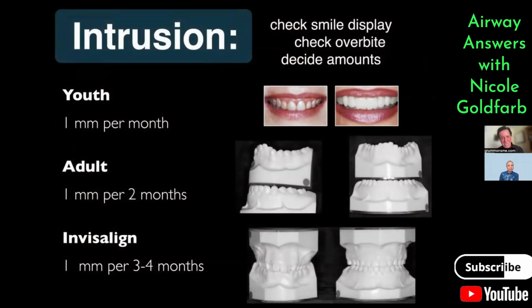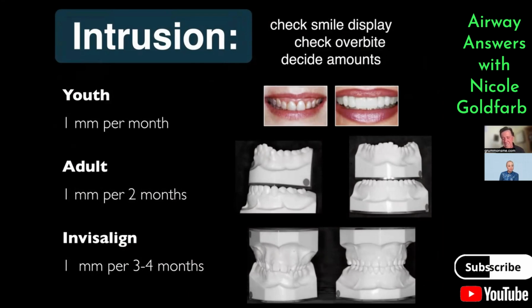What about intrusion then? We can intrude front teeth about 1 millimeter a month, 1 millimeter every 6 weeks, is quite a bit. If the force is light and it's segmental, the front teeth will go right down into that bone and then come forward. Adults, it takes about twice as long. We get 1 millimeter every 2 months of intrusion.